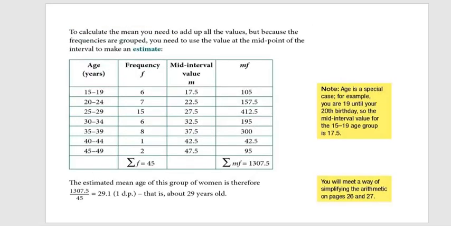Now to calculate the mean, you need to add up all the values. But because the frequencies are grouped, you need to use the values at the midpoint of the interval to make an estimate. So we are taking the midpoint in terms of estimation. We already have our interval 15 to 19 and the frequency. To get the midpoint, simply compute 15.5 plus 19.5, divide this by 2. This gives you 17.5. So this is our midpoint.